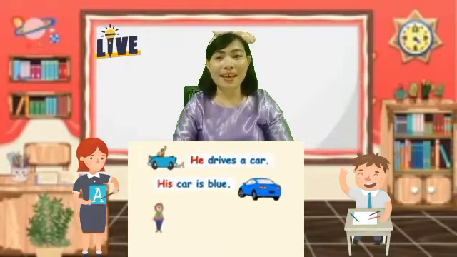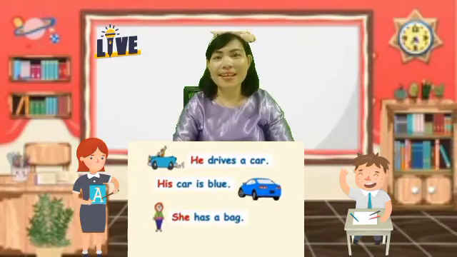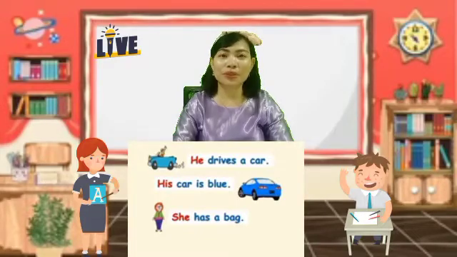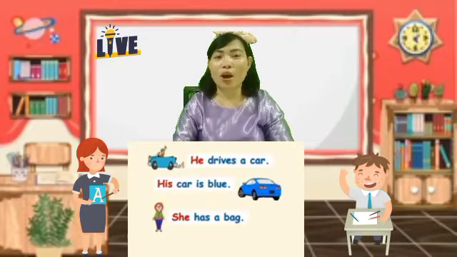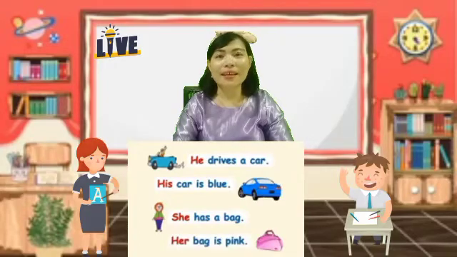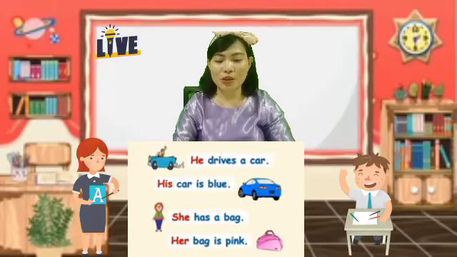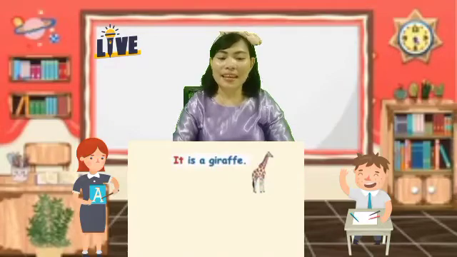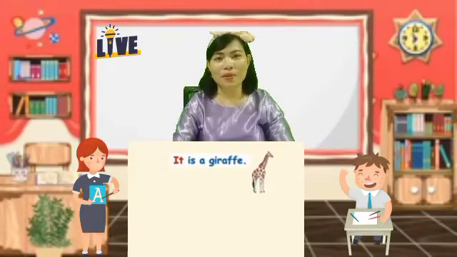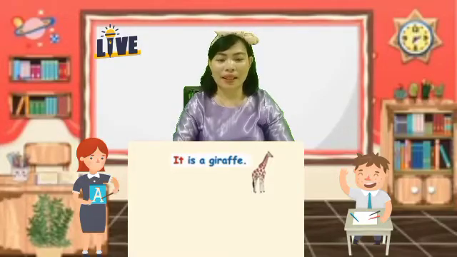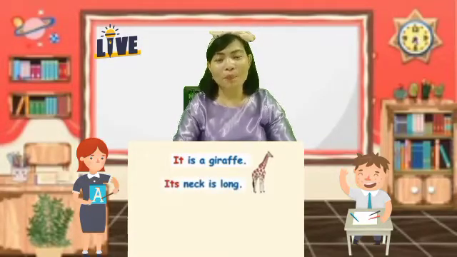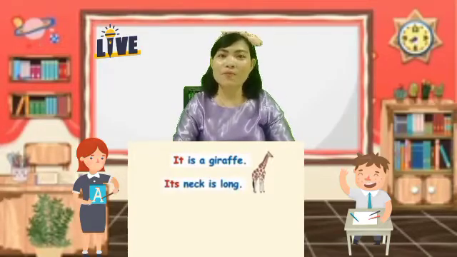Next, she has a bag. She is a subject pronoun of girl or female. Her bag is pink. Her is a possessive adjective of she. So now let's see again. It is a giraffe. It is a subject pronoun of noun or animal. Its neck is long. Its is a possessive adjective of it.